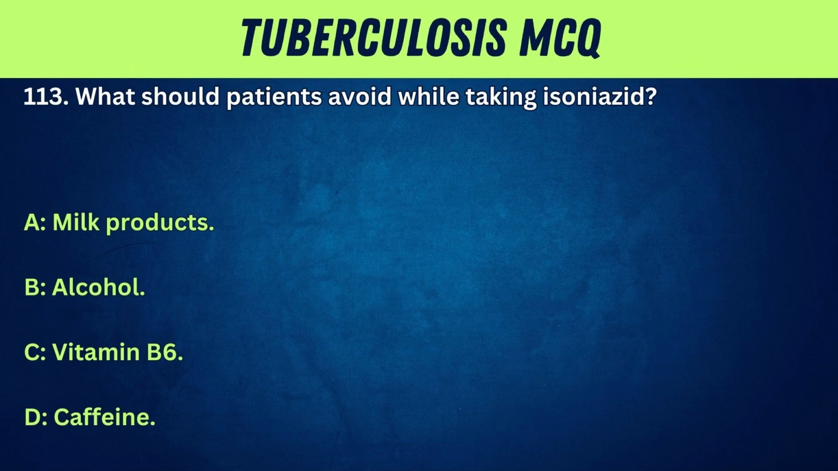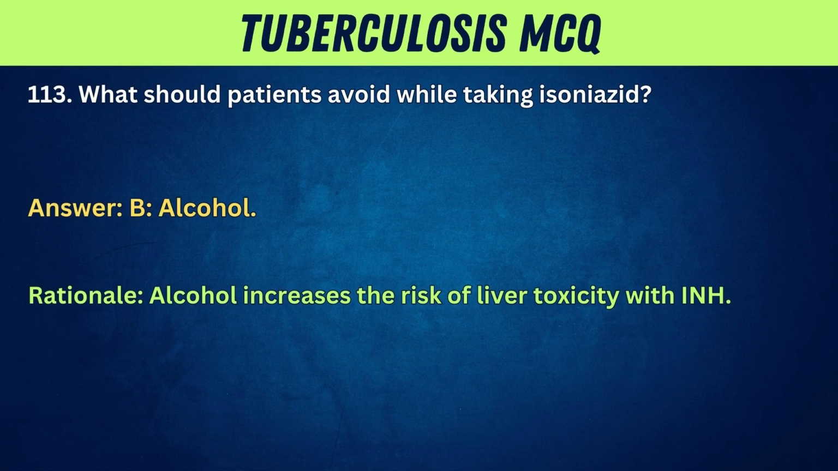113. What should patients avoid while taking isoniazid? A. Milk products. B. Alcohol. C. Vitamin B6. D. Caffeine. Answer: B. Alcohol. Rationale: alcohol increases the risk of liver toxicity with INH.